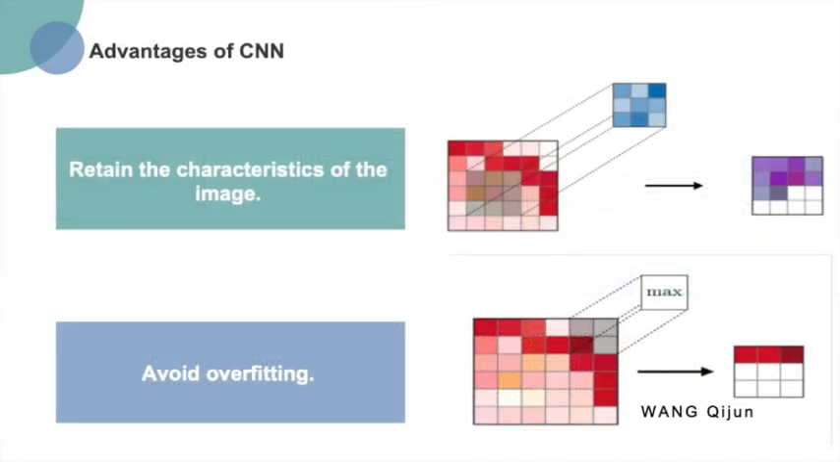CNN has two advantages. Firstly, the local feature extraction of CNN is similar to the feature extraction of human vision, so it can effectively retain the features of the image. Secondly, CNN can effectively reduce the dimensionality of the pictures, which can avoid overfitting.